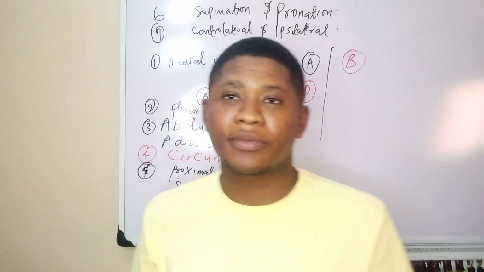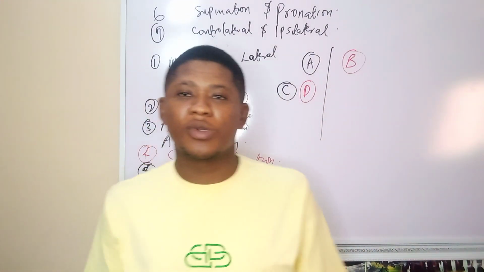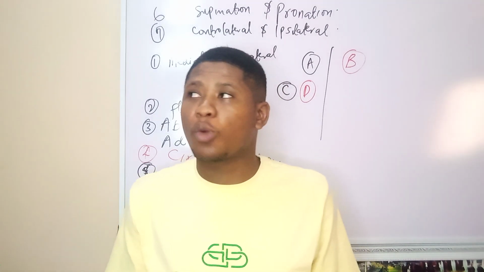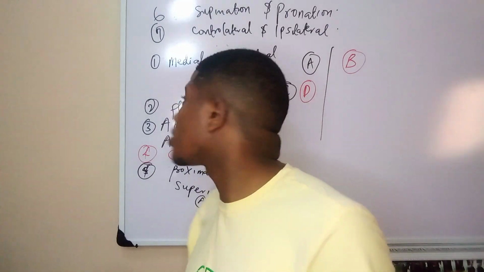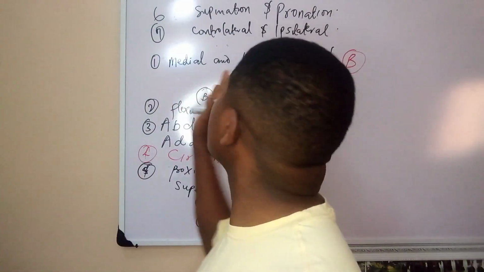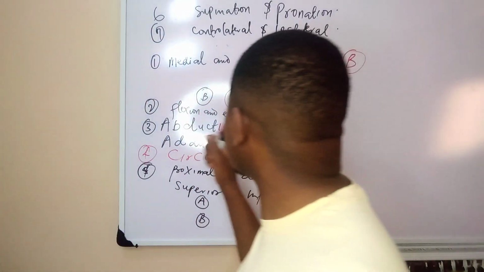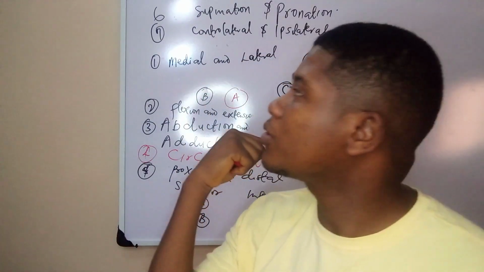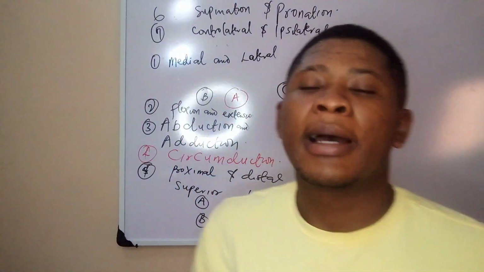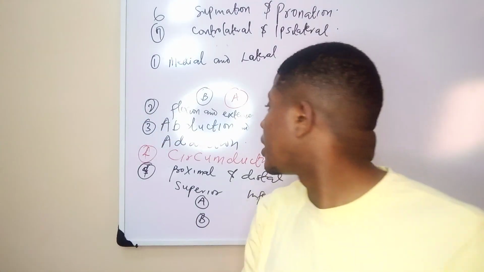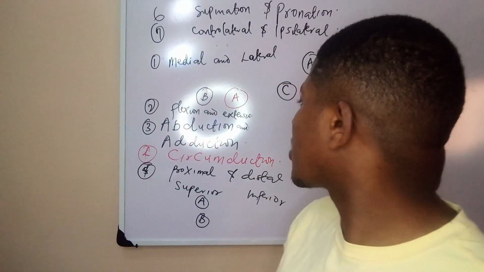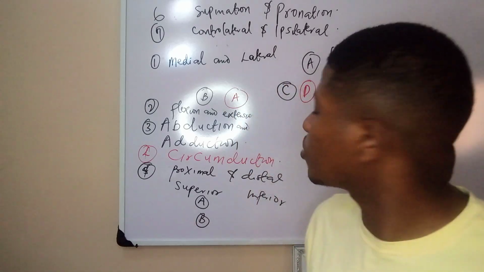So a quick recap. Anatomical position is when you stay like this with your palms facing up. Then anatomical terms have medial and lateral. Medial is when something is closer to the midline, while lateral is farther away from the midline. Flexion is decreasing an angle. Extension is increasing an angle. Abduction is moving away from the midline. Adduction is moving closer to the midline. Circumduction is a collection of flexion, extension, abduction, and adduction.